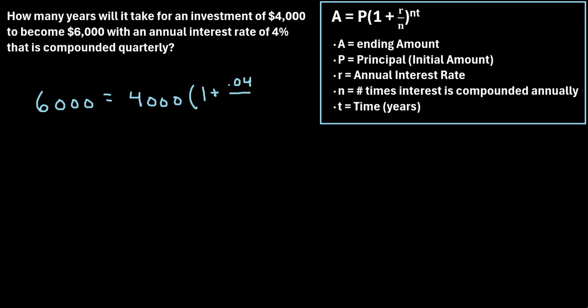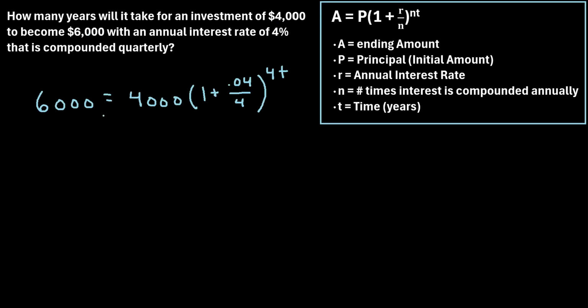And then that's divided by N, the number of times that the interest is compounded annually. So we're told it's compounded quarterly, which is 4 times per year. So N will be 4, and then that's to the power of N times T, so 4 times T. Now remember, we don't know T. This is what we're trying to solve for. We're trying to figure out how many years will it take for this 4,000 to become 6,000.